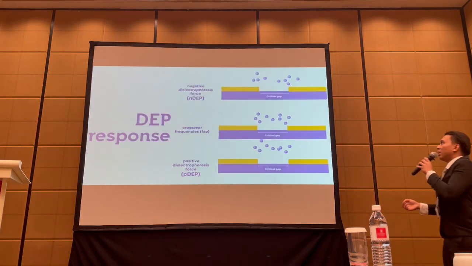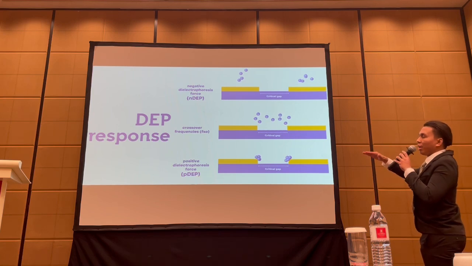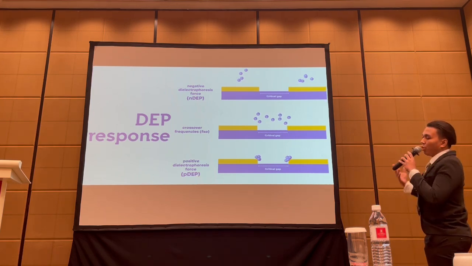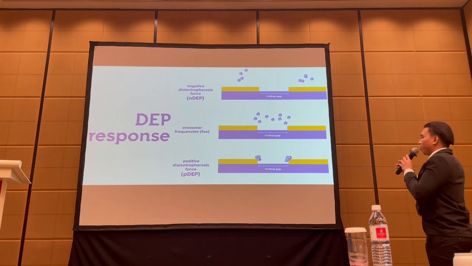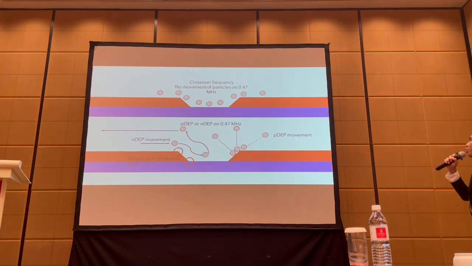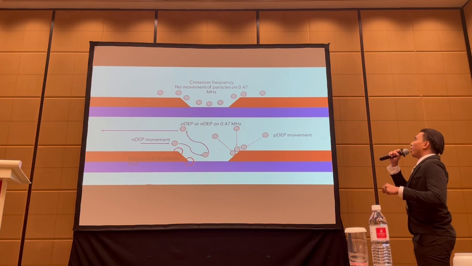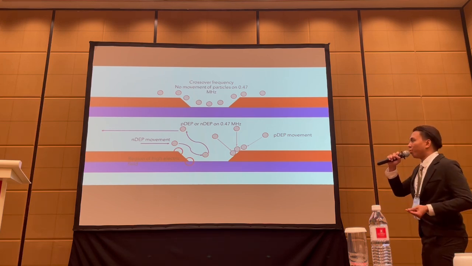Next. So this is the DEP response. Negative DEP moves away from the high electric field, which is the edge of the electrode. At the crossover frequency, there is no movement of the particle, and positive DEP moves to the edge of the electrode. So at the crossover frequency, there is no movement of the particle at 0.47 MHz, while positive DEP and negative DEP occur if it's not at the crossover frequency.